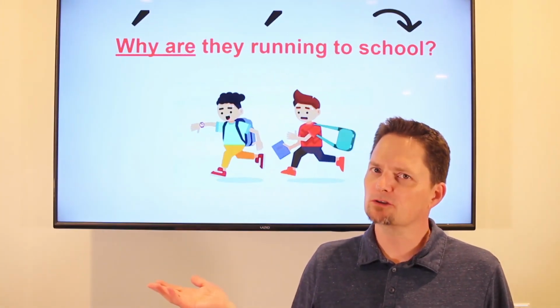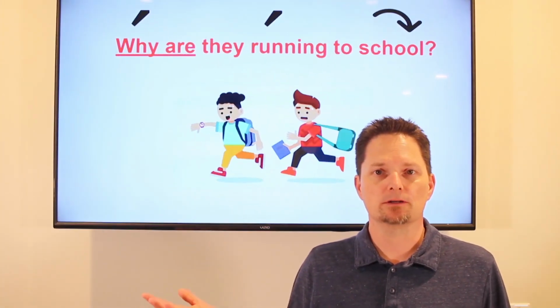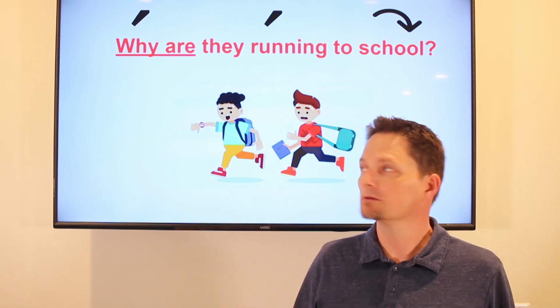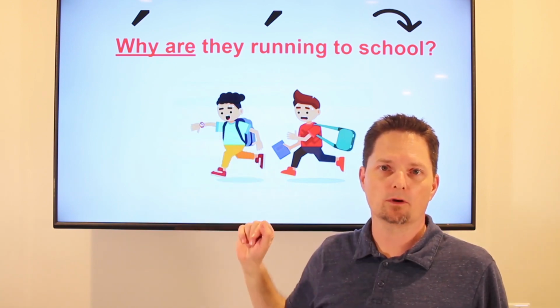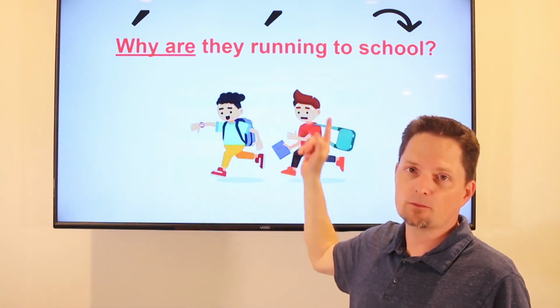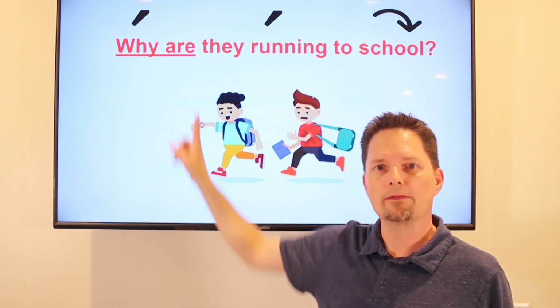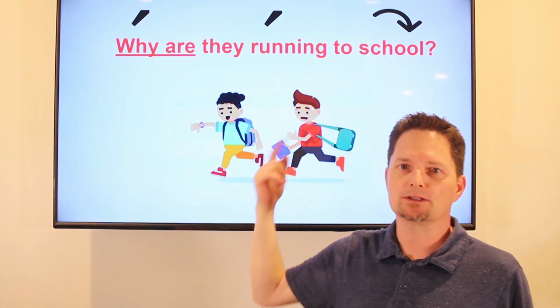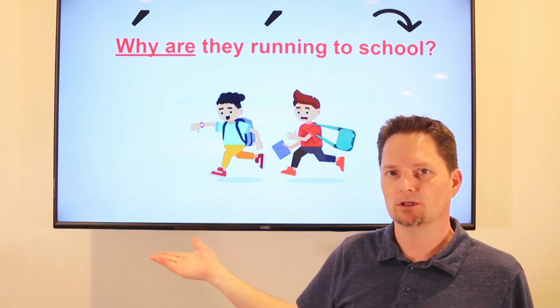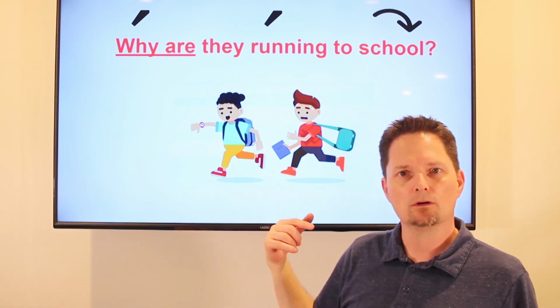Example, why are they running to school? Let's look at the intonation. We put stress on important words. Why, important word, the action, the verb, running, stress. Why are they running to school? Intonation goes down at the end for an information question. Why are they running to school?